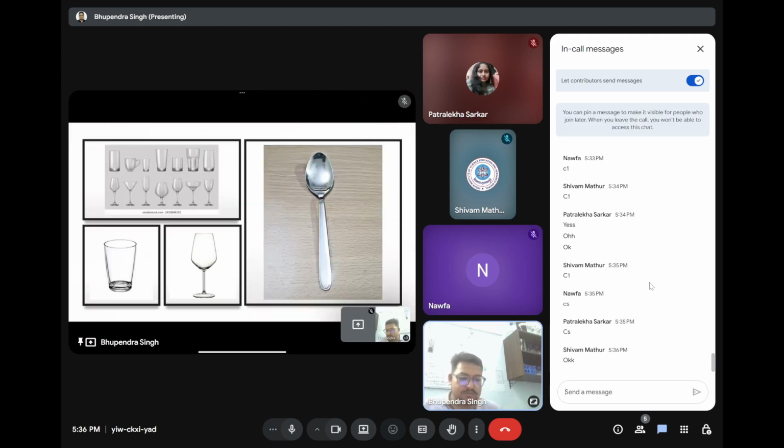Done, yes. Now, tell me the point group of the spoon, similar to your fork and this knife. C1, yes, it is C1. C2 is not there, sigma h is also not there. Okay, nice. Point group of this glass.